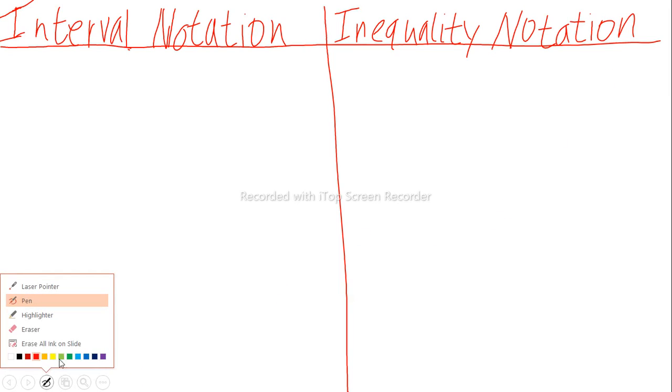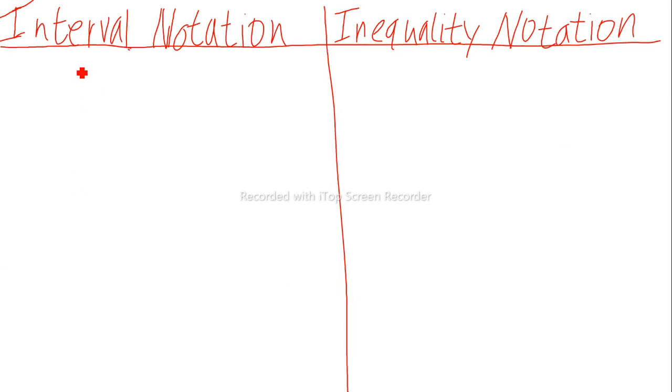So let's consider this example. Let's say that we can start off on the interval notation side. So let's say we have -3.